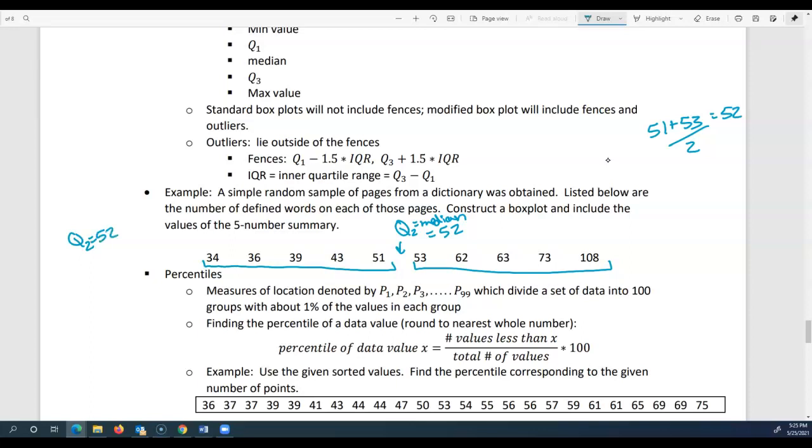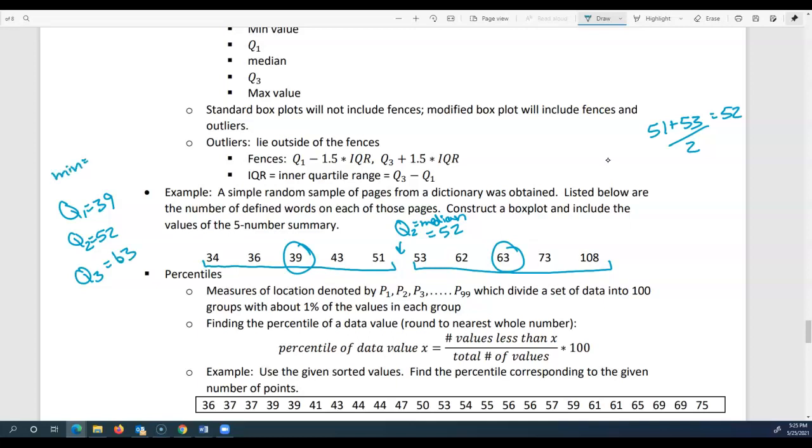Quartile 1 is the median of the lower half of the data. So here's your lower half. What number's in the middle? Well, notice everything's already in numeric order, and that's how we found the median to begin with. So there's your quartile 1. There's your median, which is 39. Quartile 3 is the median of the upper half of data, which is this guy, 63.